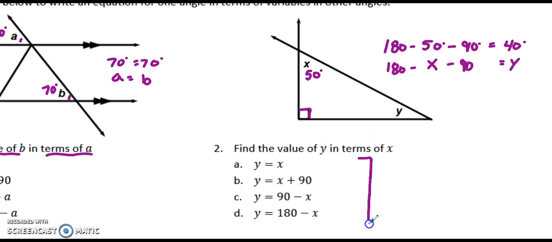But that doesn't seem to match any of my answers here. Maybe I could rearrange this equation into an equivalent equation that does match one of these. Well, there's this 180 and this 90. I can combine like terms and write that as positive 90 minus x equals y. Does that appear anywhere? Well, it does. We have y equals 90 minus x. That ends number 2. Let's take a look at 3.